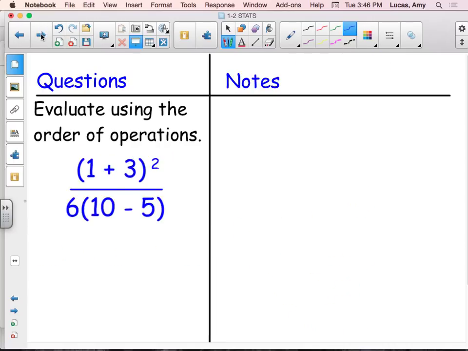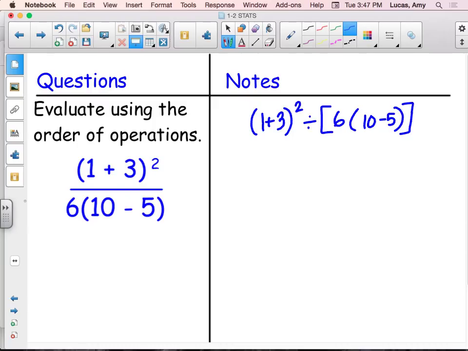Our next example has a big, beautiful fraction. It says evaluate using the order of operations again. A fraction, a big fraction like this, I can show you what it would look like if it was written without the fraction sign. The numerator, 1 plus 3 squared, then we would be dividing by our denominator, and on this denominator I would have to use a bracket because there's already a parenthesis in the denominator. So this is what the problem would look like if you wrote it out without the fraction bar.